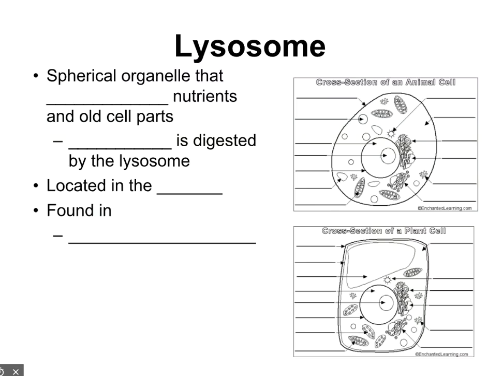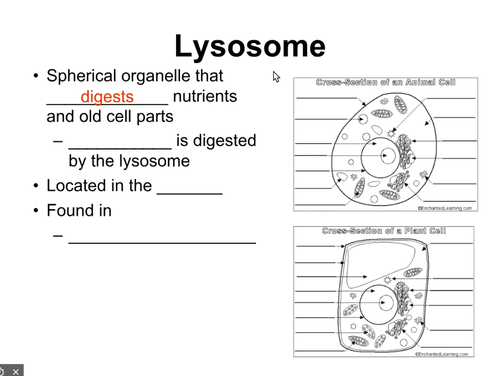Our first part today is the lysosome. And the lysosome is right here. It's completely spherical and it's only found in the animal cell. Now I know that there are some circles down here and they represent other organelles and they are never ones that you would be asked to identify. So don't let that confuse you. It's a spherical, that means it's shaped like a ball, organelle that digests nutrients in old cell parts.